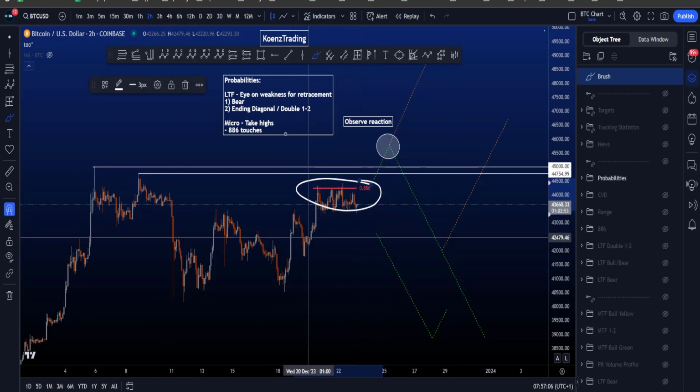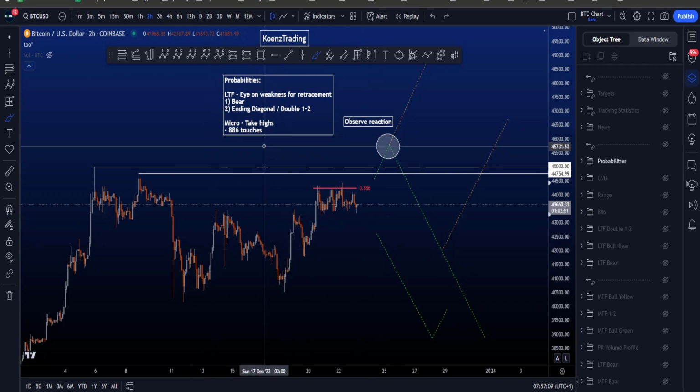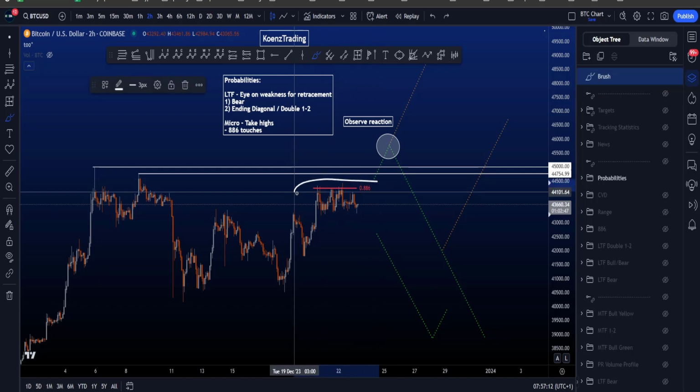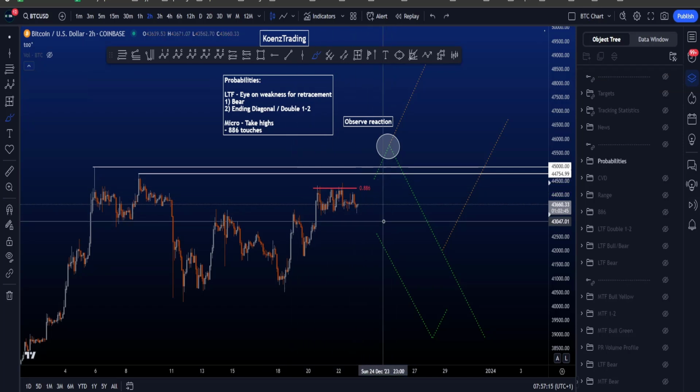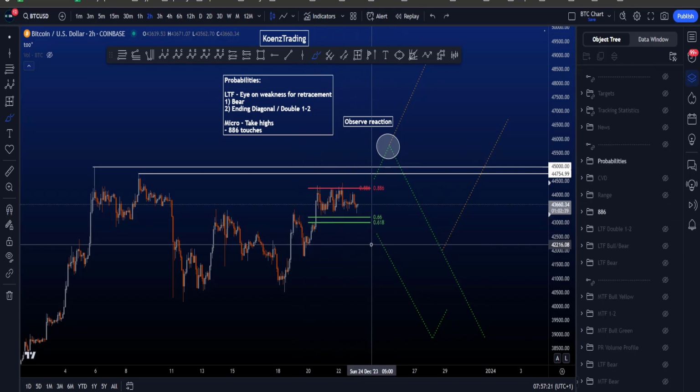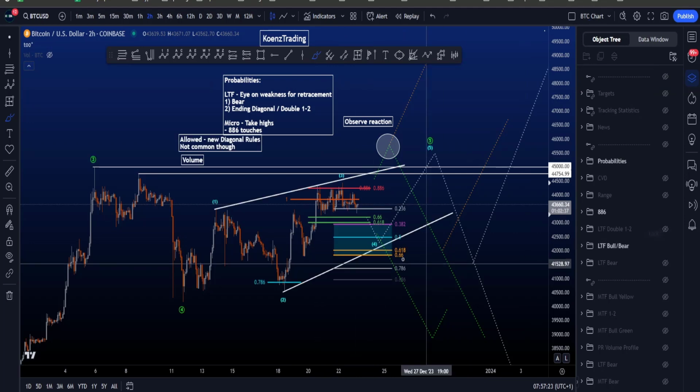And on the micro, the probabilities would be higher to take the highs because of the amount of time we have now spent below the 886 and the amount of times we also hit the 886. But losing the golden pocket here and moving below this order block here could increase the probabilities for a move to the downside or this potential diagonal over here.